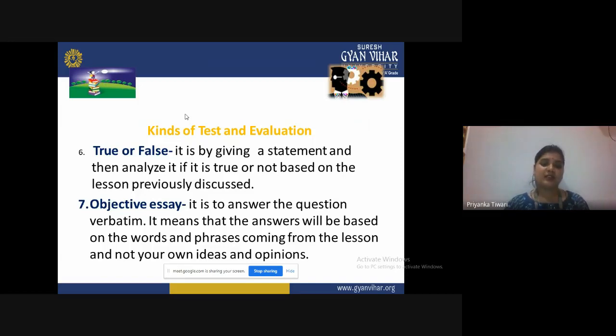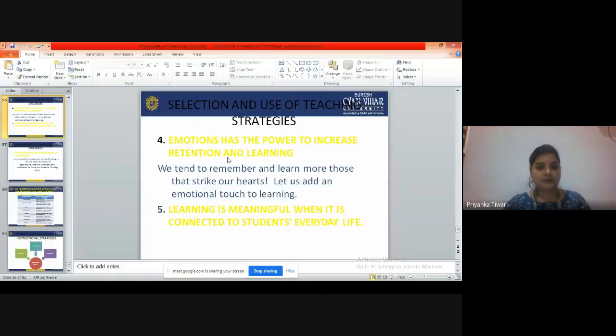Objective essay, to answer the question. It means that the answers will be based on the student's own words and the lesson.